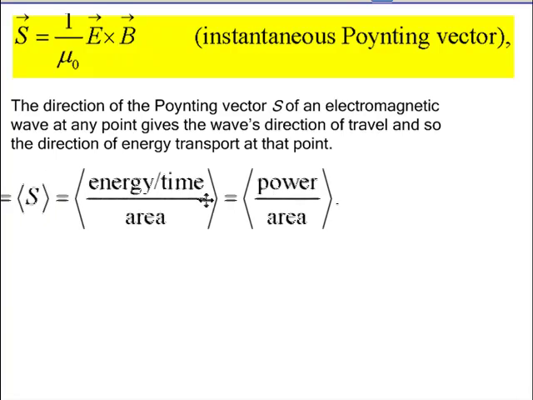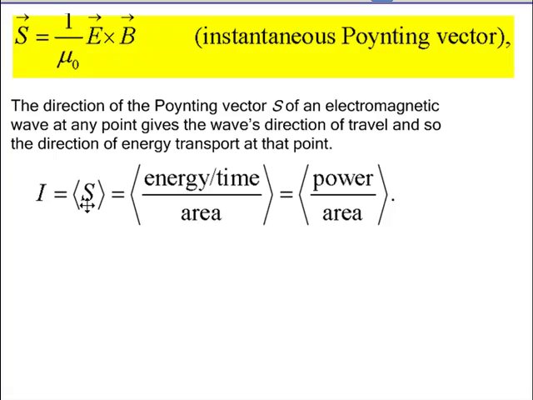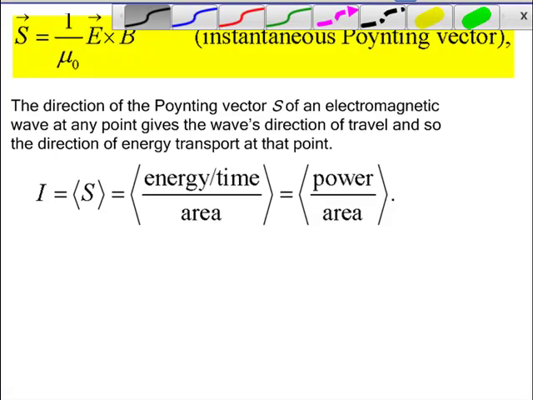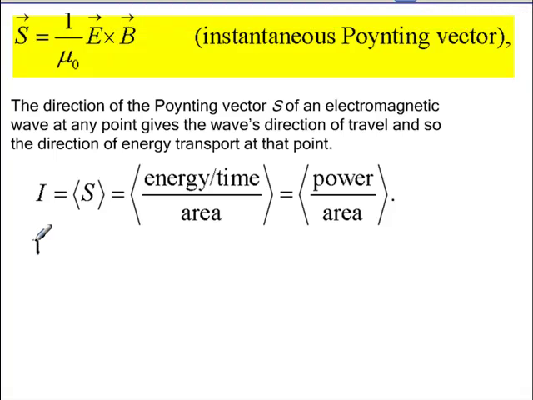When we do that, the average of the Poynting vector is what's known as the intensity. And that's just the average power per unit area that we have hitting us at a given moment in time. For example, near the Earth's surface, the intensity of light from the sun is about 1,000 watts per meter squared.